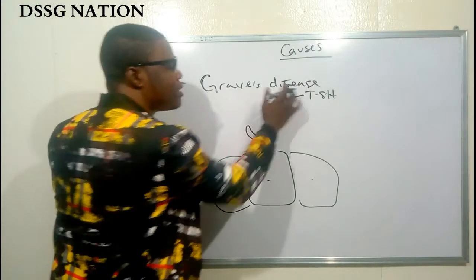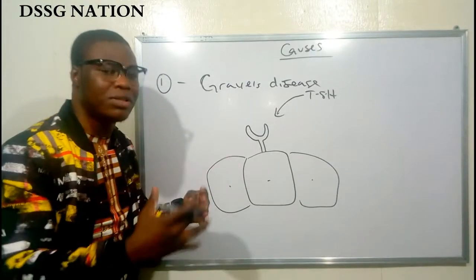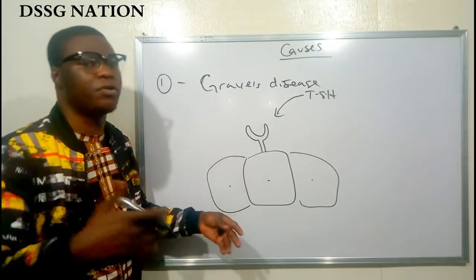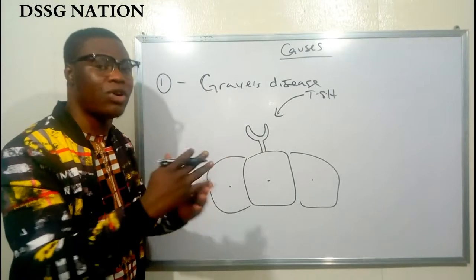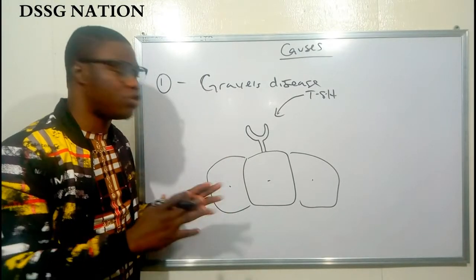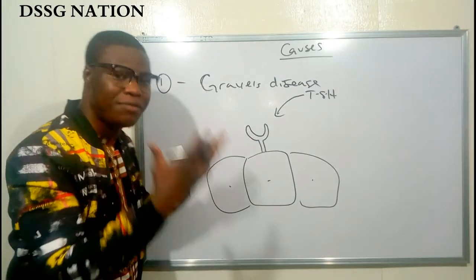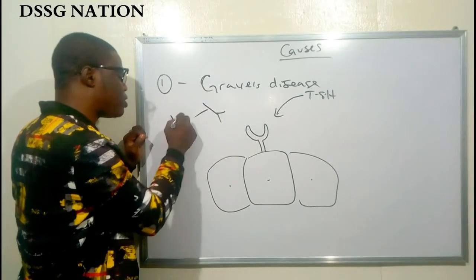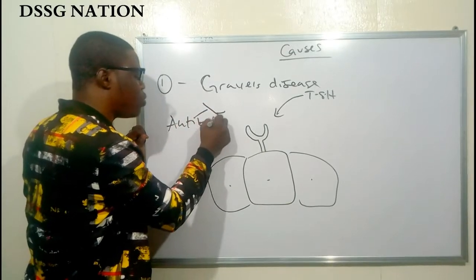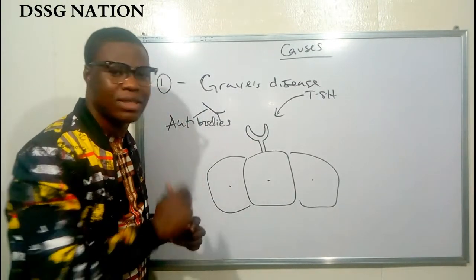Now, Graves' disease occurs in females more than males, between the ages of 20 to 40. So it is a disorder that is associated with females. When someone has Graves' disease, the body is going to produce some kind of antibodies, and these antibodies are going to be giving a false message.